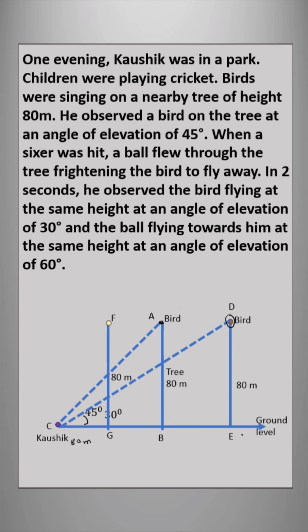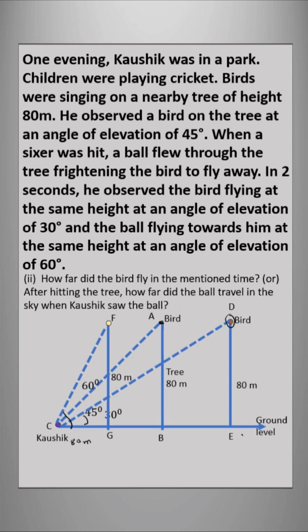Its angle of elevation means angle FCG is 60 degrees. Now let us solve the second question. There are two segments in this question. The first one is how far did the bird fly in the mentioned time, meaning 2 seconds? We have to find the distance from A to D, which is equal to B to E.